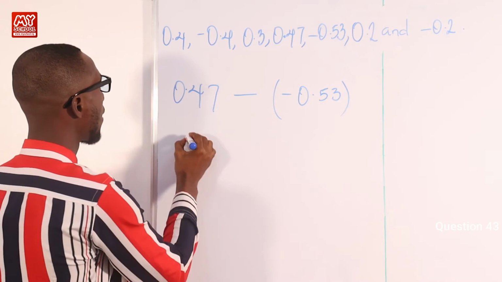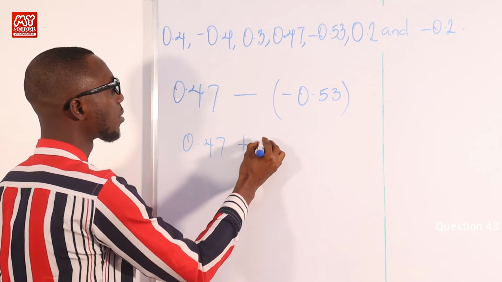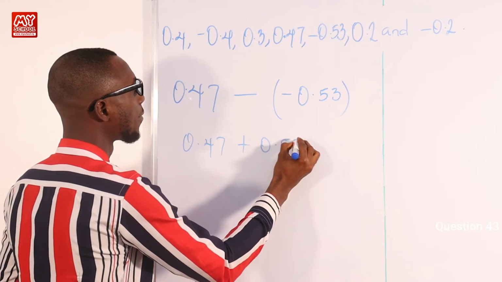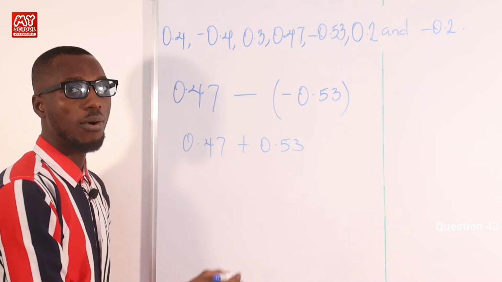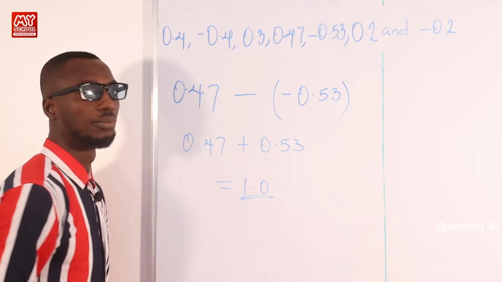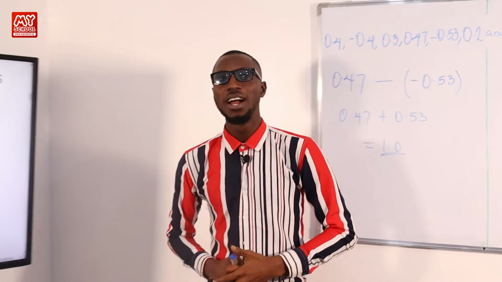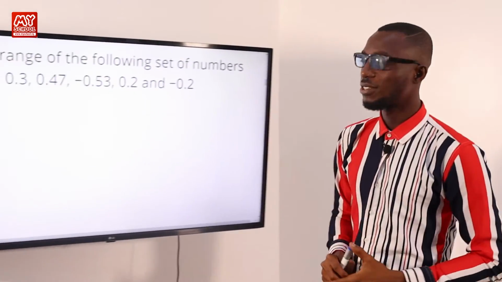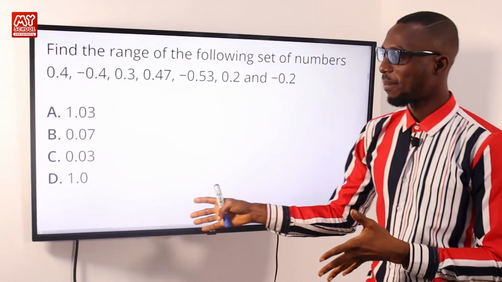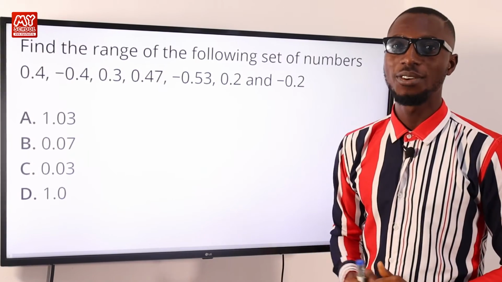Very well, so we'd have 0.47, minus times minus, we have plus 0.53. When we add them up, we are going to have 1.0. Okay, so let's go back to our screen and see through our options. Okay, so joining me right here, we can see that option D for 1.0 is correct.